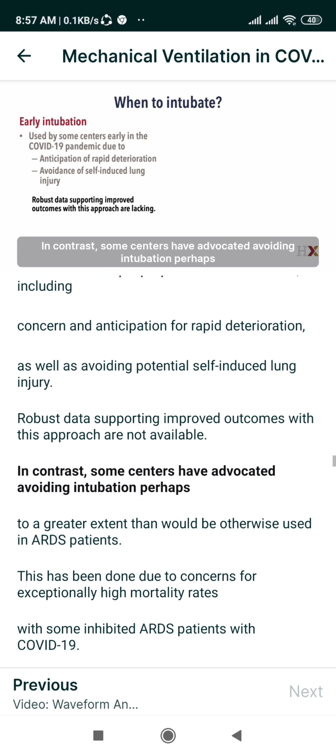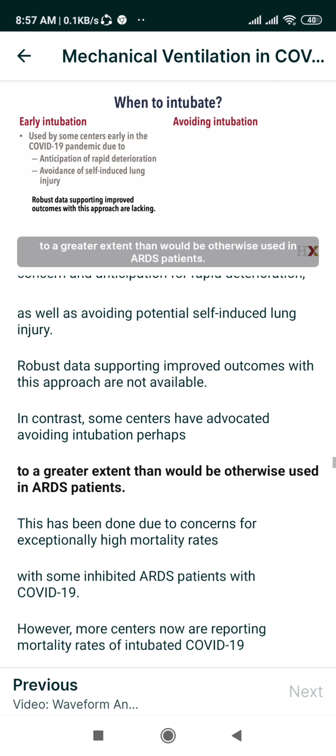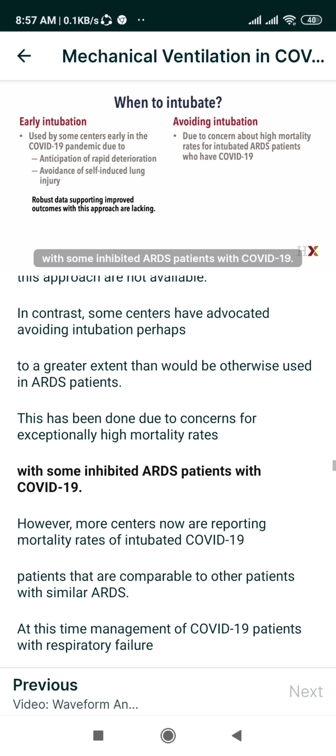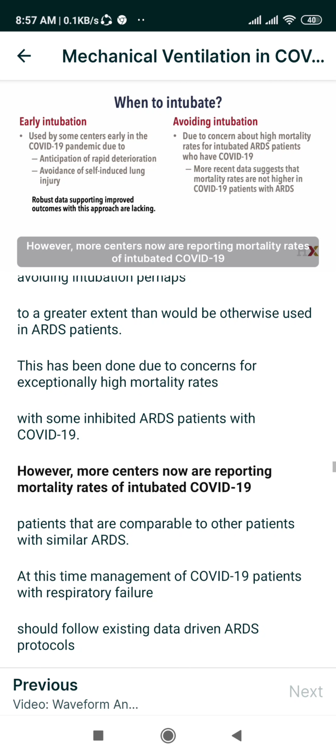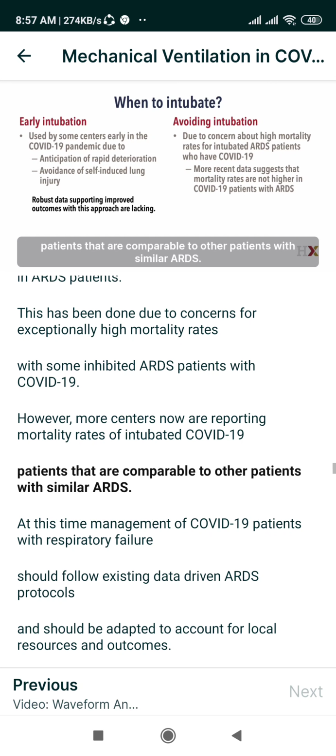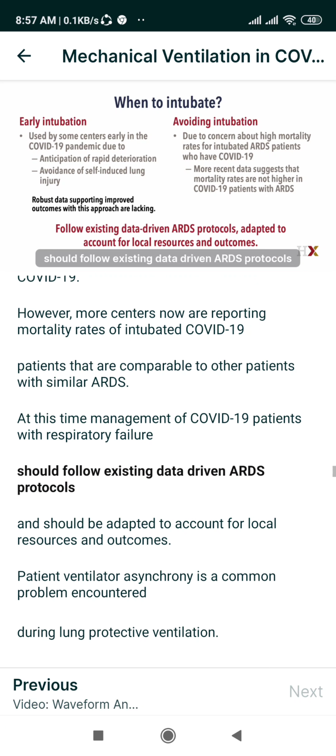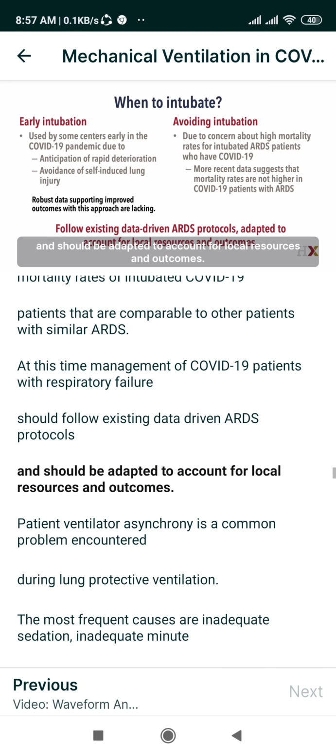In contrast, some centers have advocated avoiding intubation perhaps to a greater extent than would be otherwise used in ARDS patients. This has been done due to concerns for exceptionally high mortality rates with some intubated ARDS patients with COVID-19. However, more centers now are reporting mortality rates of intubated COVID-19 patients that are comparable to other patients with similar ARDS. At this time, management of COVID-19 patients with respiratory failure should follow the existing data-driven ARDS protocols and should be adapted to account for local resources and outcomes.